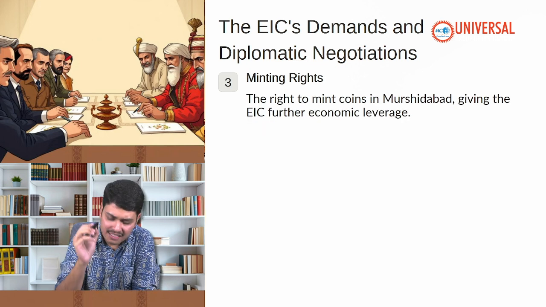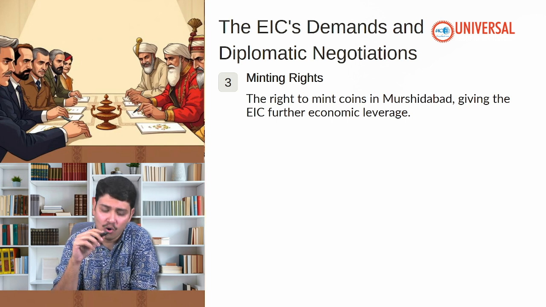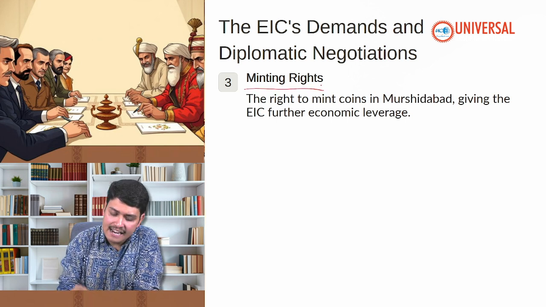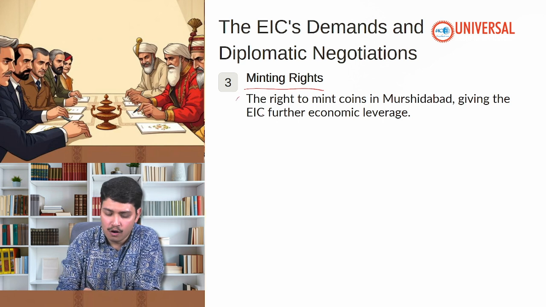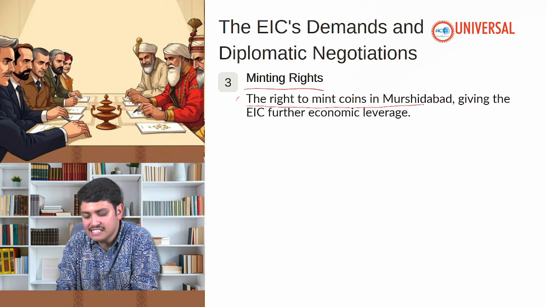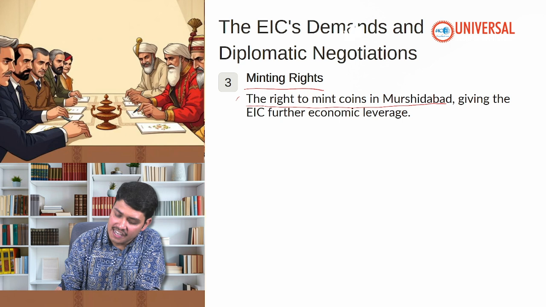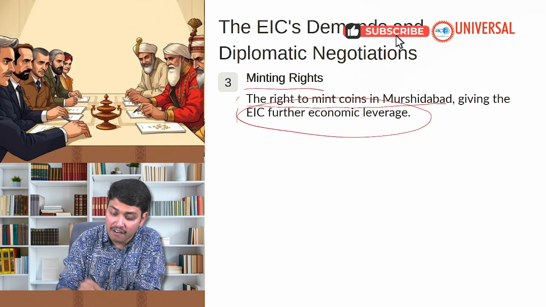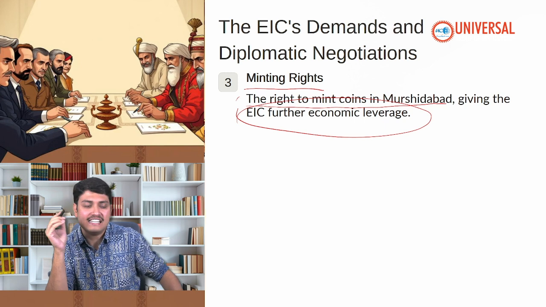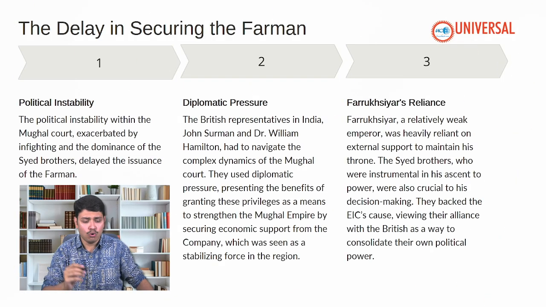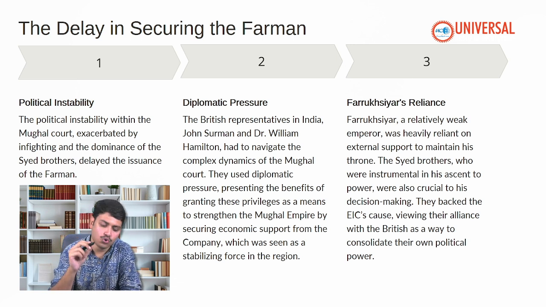Great. So the third demand that they put forward was minting rights. They asked for the right to mint coins in Murshidabad. Murshidabad is located in Bengal, which would give the East India Company further economic leverage, as I was saying while discussing the previous slide. Now, coming to the next slide, there was an interesting thing that took place.